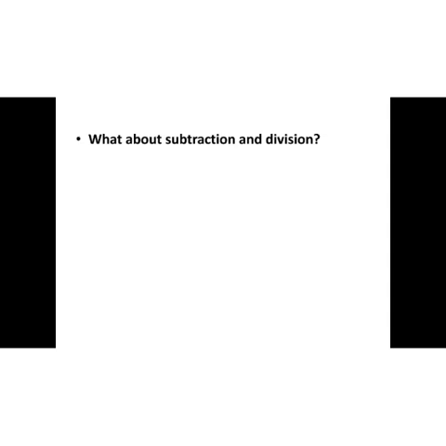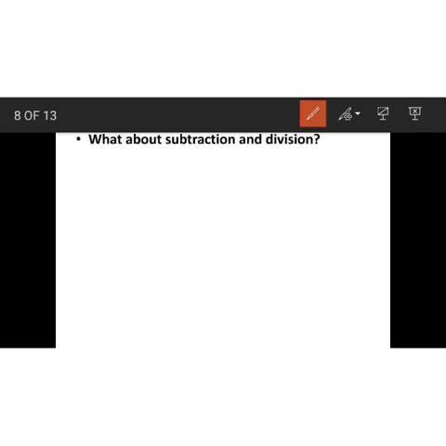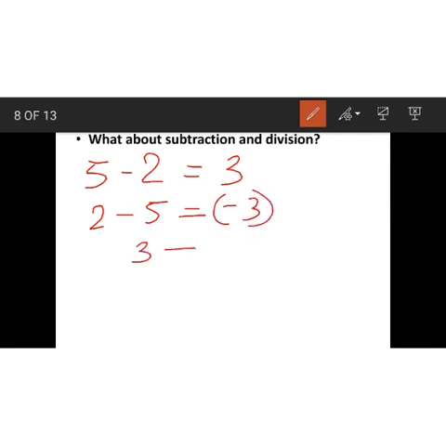What about subtraction and division? Let us do examples. Consider the numbers 5 and 2. If we are subtracting these, what will we get? We will get the answer as 3. Now let's interchange these numbers. It is 2 minus 5. We will get the answer as minus 3. 3 is not equal to minus 3. So 5 minus 2 is not equal to 2 minus 5.